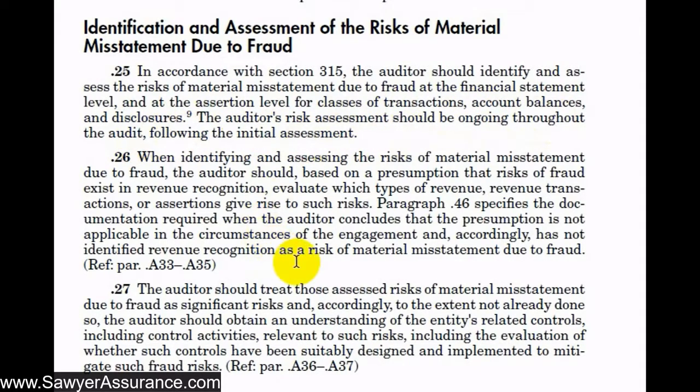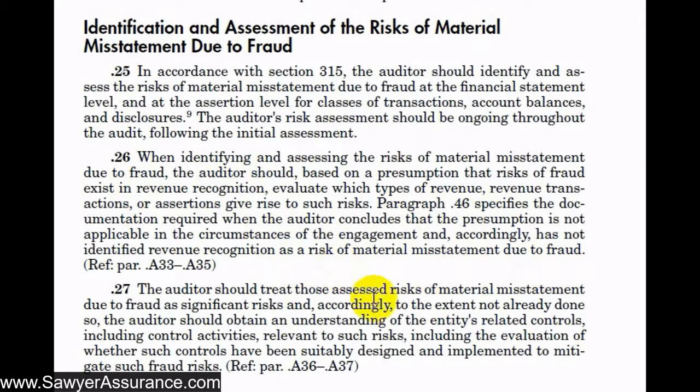And they also specified that we need to consider and assess the risk of material misstatement due to fraud that would exist in revenue recognition. So then in every single audit that we do, we need to assume that there's a risk of fraud in revenue recognition. There are some cases where we don't have to presume that, and that's explained in paragraph 46 and some of this explanatory material. But for now, let's just consider that whenever we're going into an audit, there's a significant risk of material misstatement due to fraud in revenue recognition, unless we can assume and document otherwise.